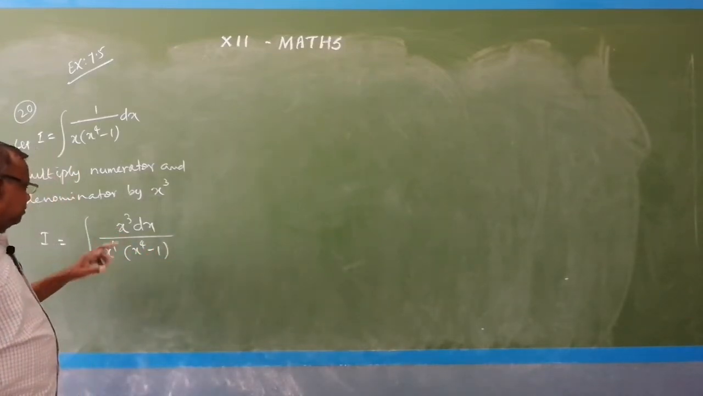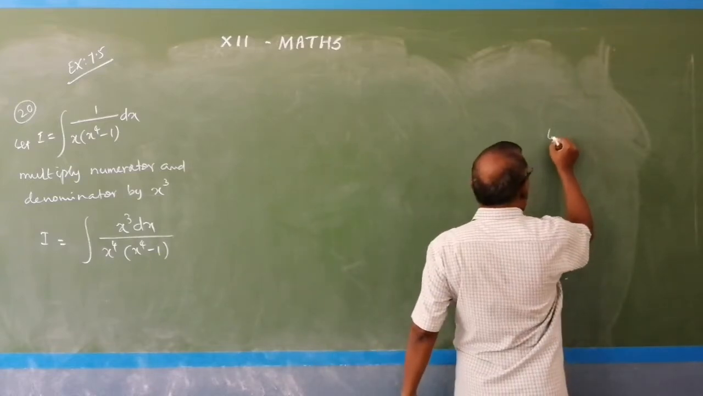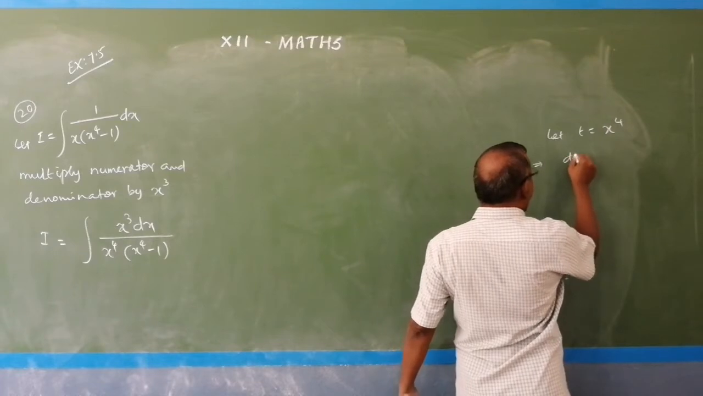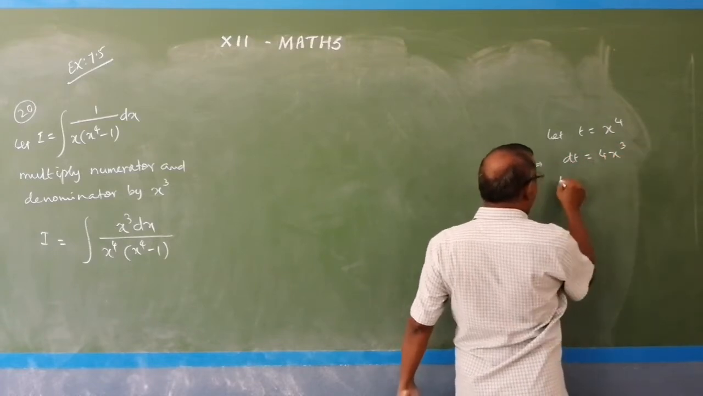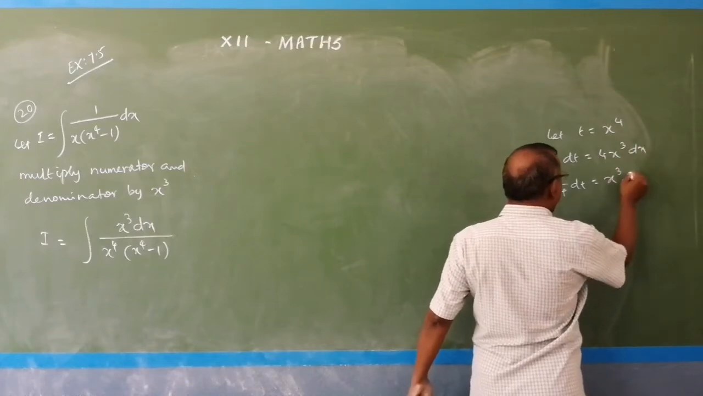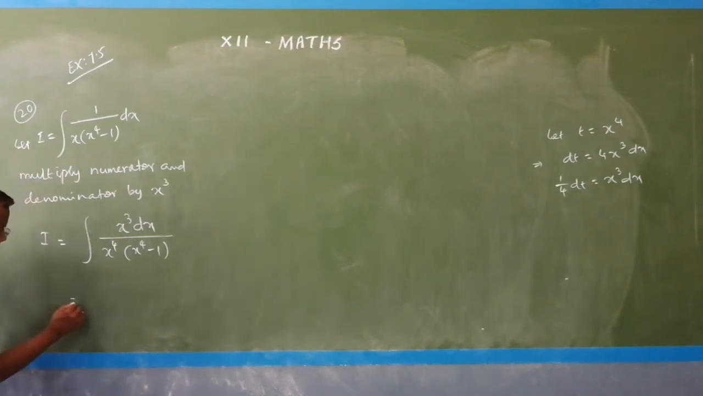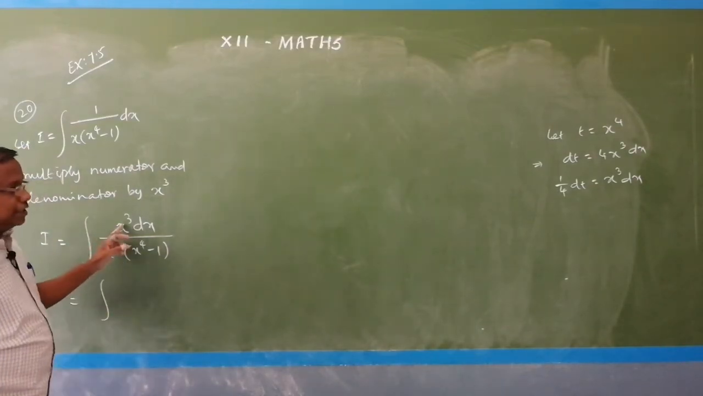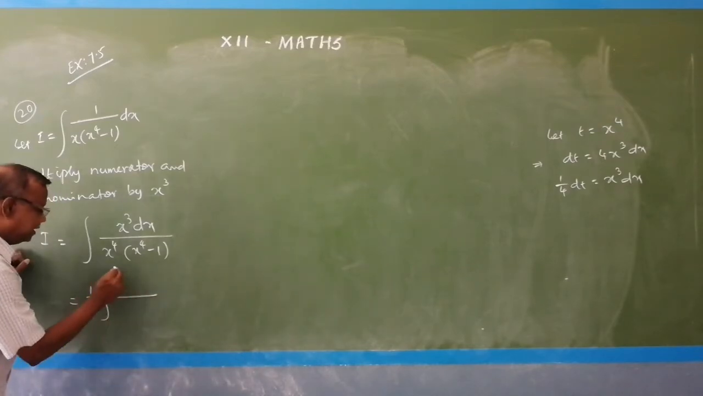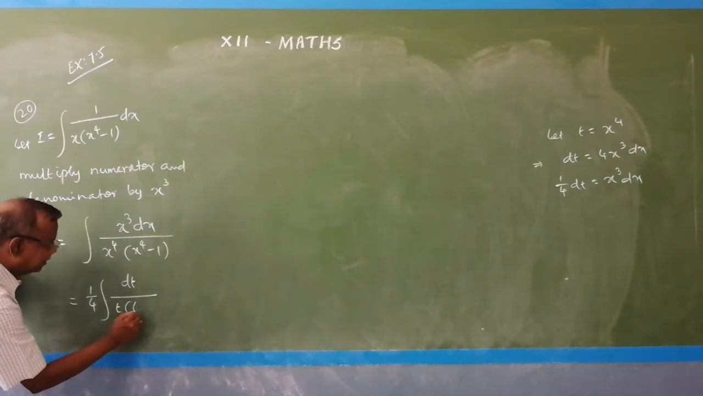Now substitute for this x power 4. Let t equal to x power 4, which gives dt equal to 4 x cube dx, or 1 by 4 dt equal to x cube dx. So substituting these values, this is integral, instead of x cube dx we can put 1 by 4 into dt. So in the denominator x power 4 means t into (t minus 1).